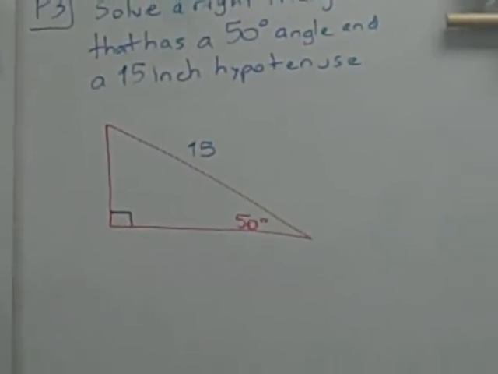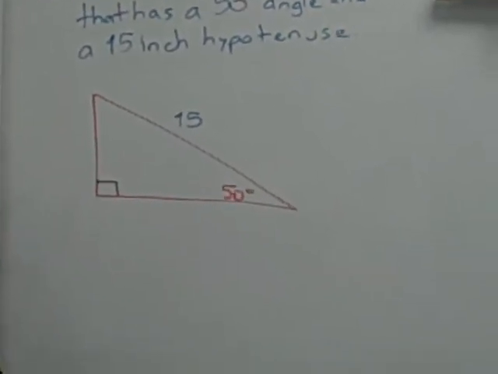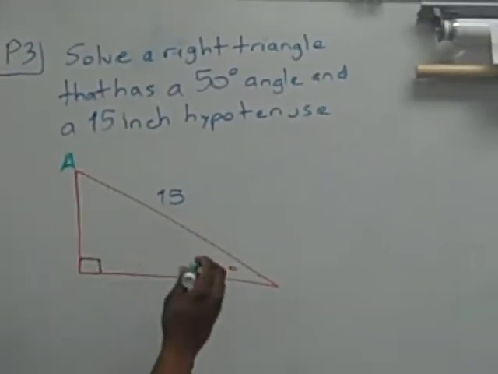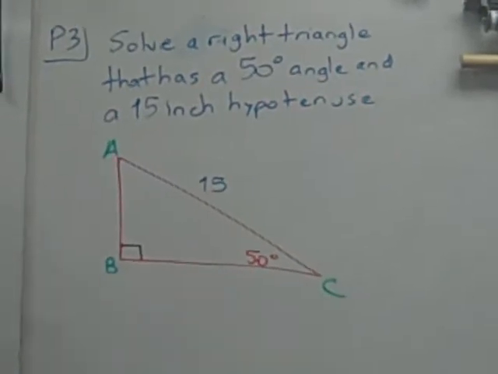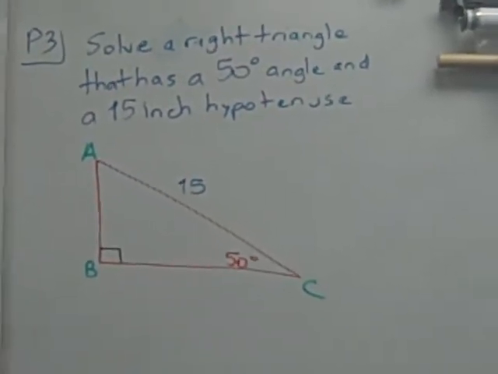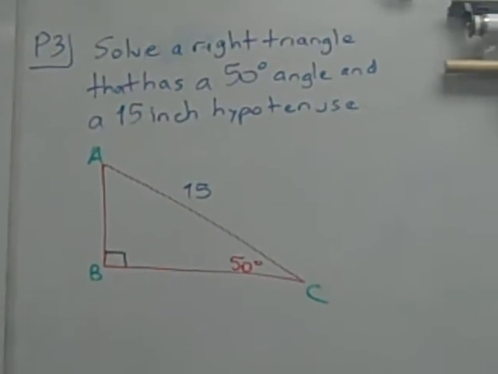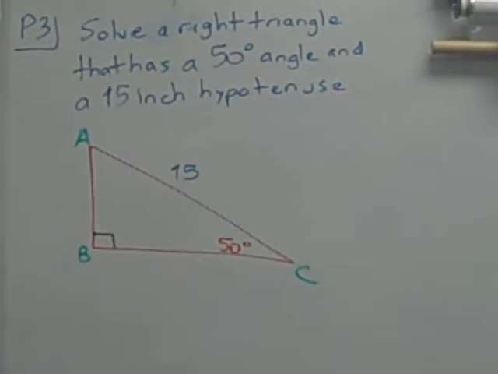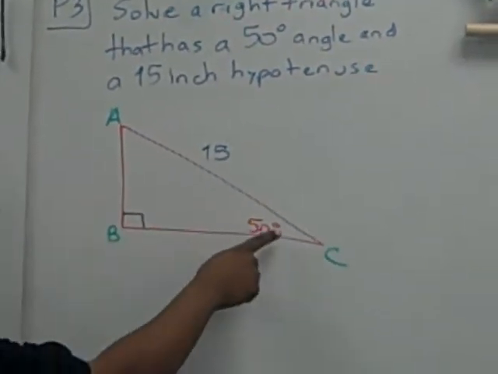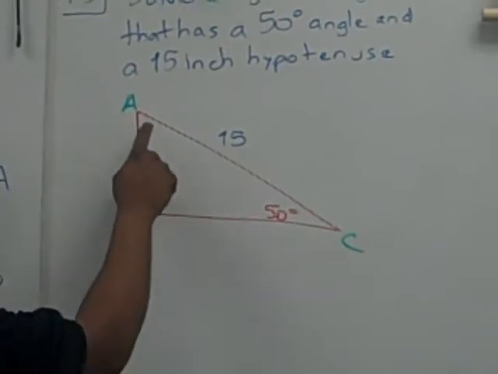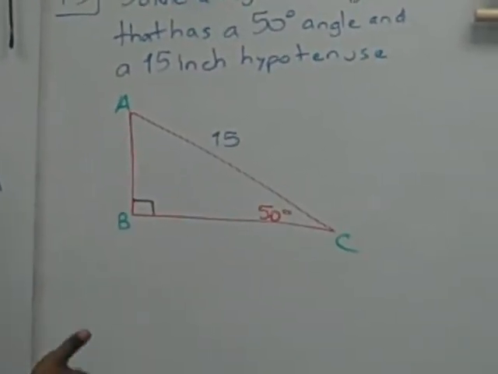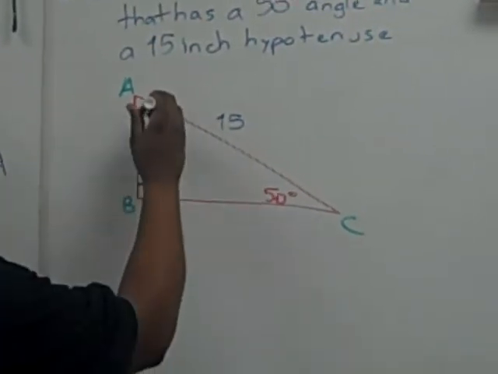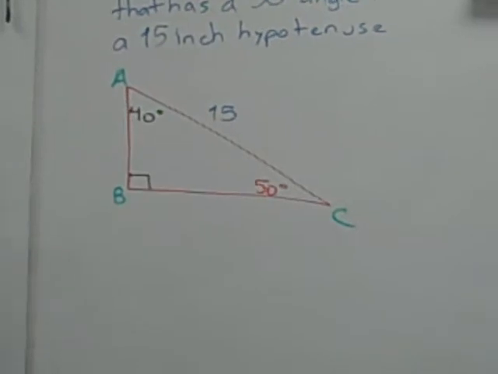Now, as always, you want to try to label your picture with angles. So I'm going to do A here, B here, and C there. Now, what is the easiest thing to find in this picture? That's right, this angle right here. Because if I already know this is 50 and this is 90, then I know that this angle has to be 90 minus 50, which is 40. So I know that this angle is 40 degrees. So that helps us right there.